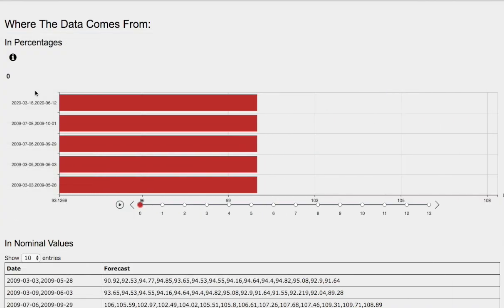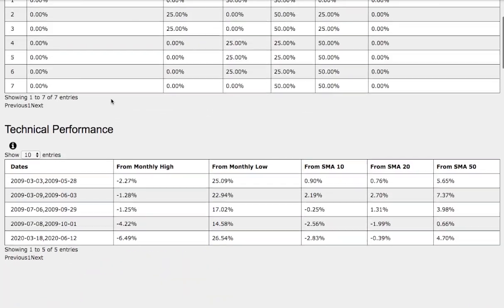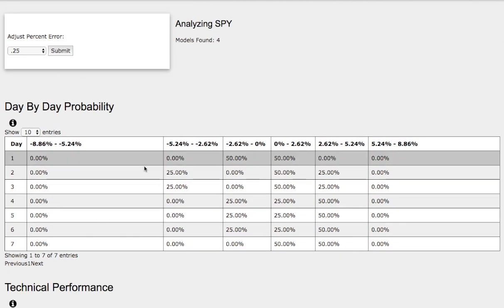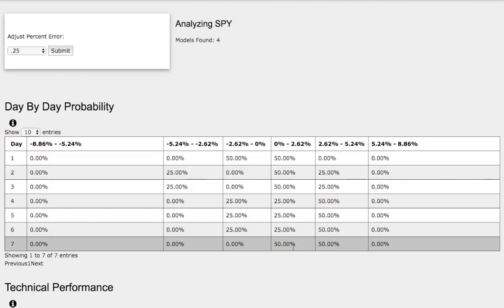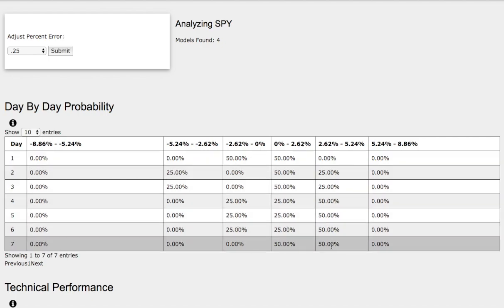So now let's examine the day-by-day probability model. Again, these models are now available in the link below, so do check it out. As we progress to the 7th day, we have a 50% chance for the S&P 500 to climb higher between 0 to 2.6%. And in the extreme case, we also have a 50% chance for the S&P 500 to climb higher between 2.6% to 5.2%.